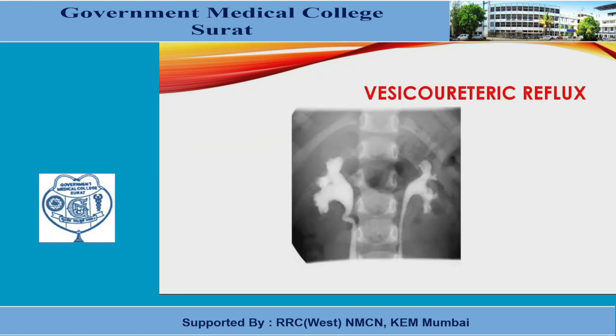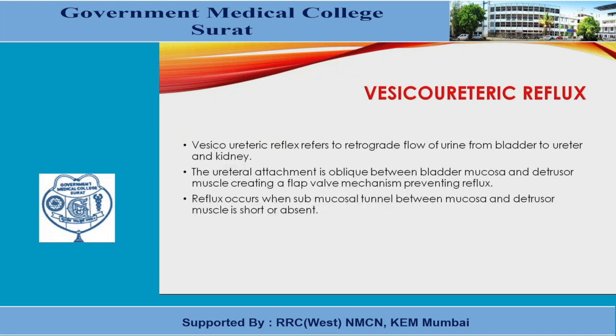Next will be the vesico-ureteric reflux. Vesico-ureteric reflux refers to the retrograde flow of urine from the bladder to the ureter and kidney above. The ureteral attachment is oblique between the bladder mucosa and the detrusor muscle, which creates a flap valve mechanism that helps in preventing the reflux. But when the submucosal tunnel between the mucosa and detrusor is short or absent, or there is a defect in this valve mechanism, there is reflux of urine to the ureter and kidney.